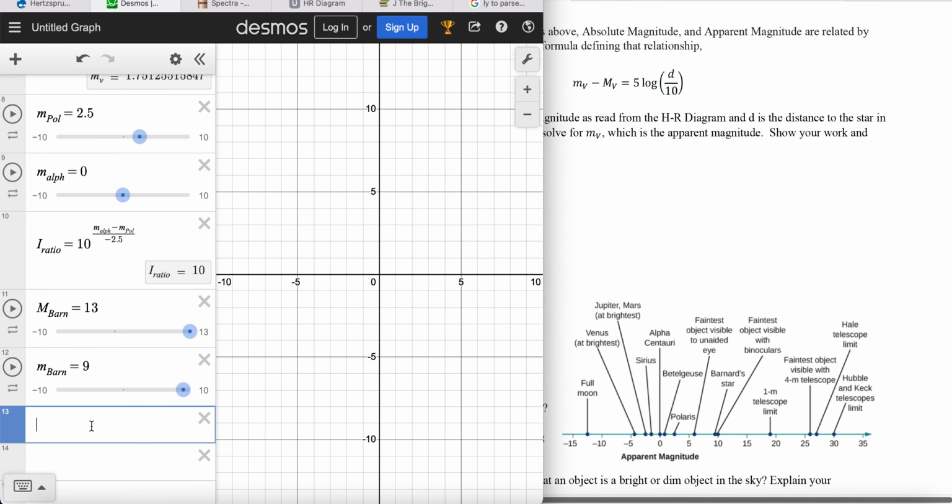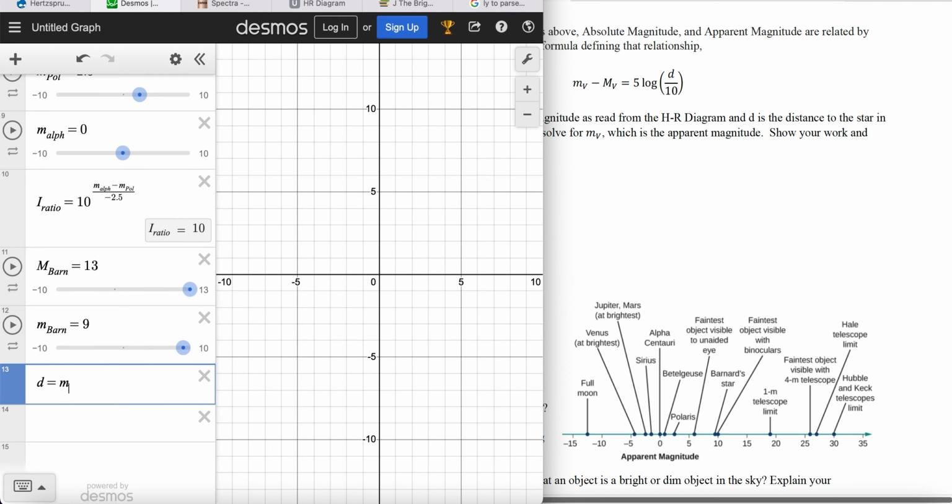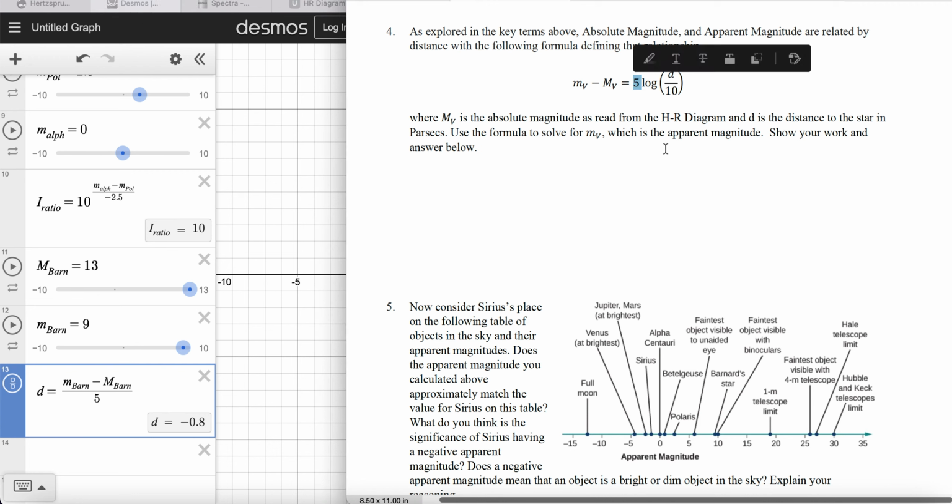Okay, same sort of thing. We're going to solve for d. I'm going to explain how I would do it. I would take the difference of the apparent and absolute magnitudes, so in this case it would be lowercase m of Barnard minus uppercase M of Barnard. That's just apparent minus absolute. Then we'll divide that by 5, because that's the value right in front of the logarithm, whereas before it was -2.5 in the other formula, a different leading coefficient.